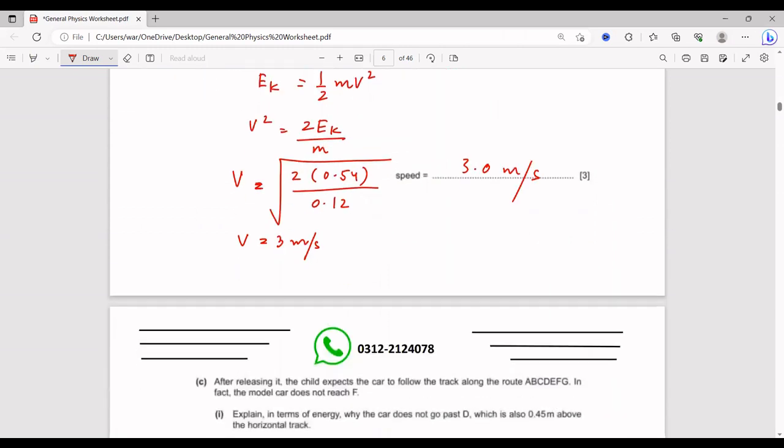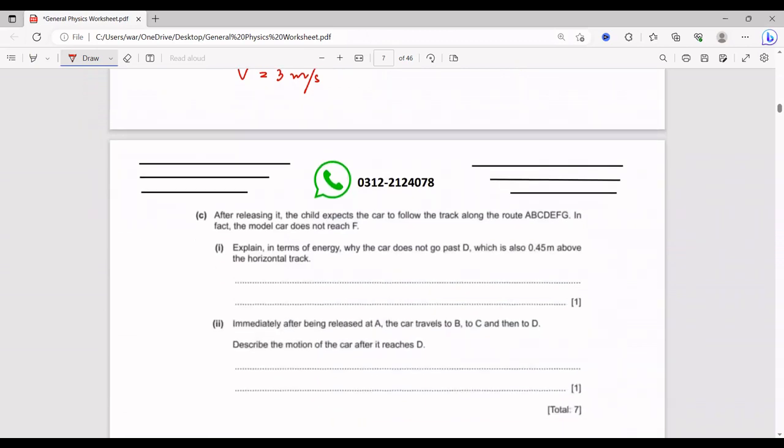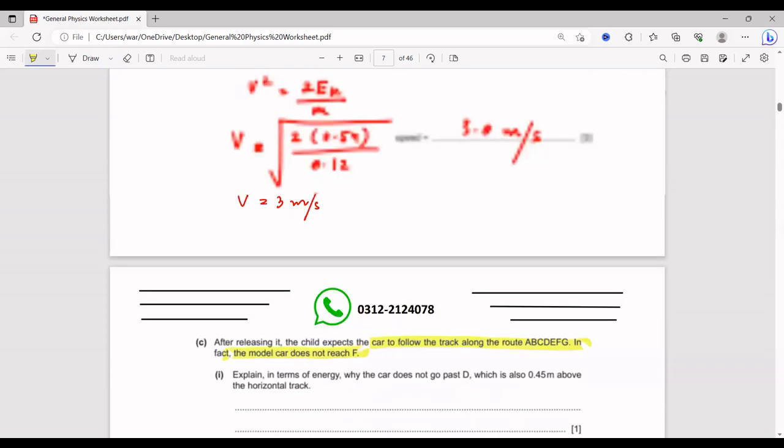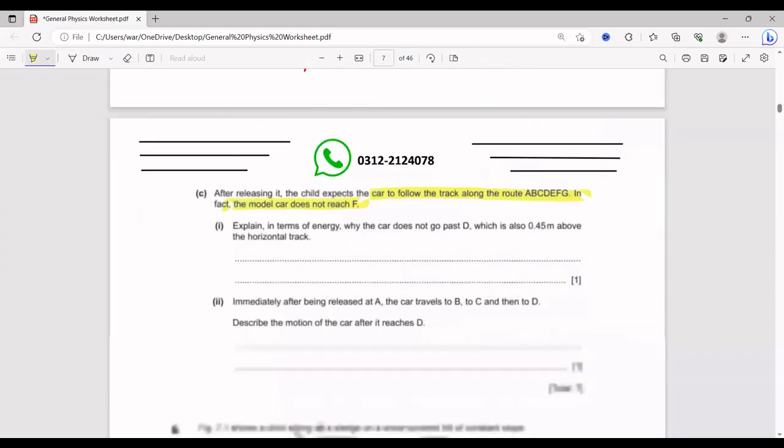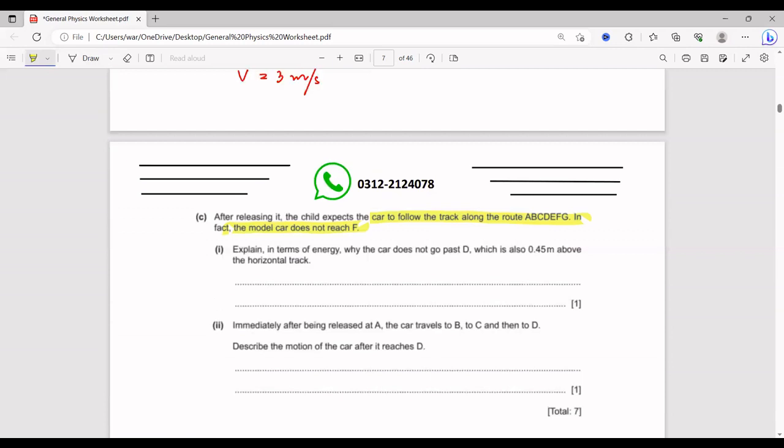Now, after releasing it, the child expects the car to follow the track along the route A, B, C, D, E, F, G. So, children, the child considered that the car will follow the track along the route A, B, C, D, E, F, G. In fact, the model car does not reach F. The model car does not reach point F. So you guys know why the model car does not reach point F, because it doesn't have enough energy to reach that point.